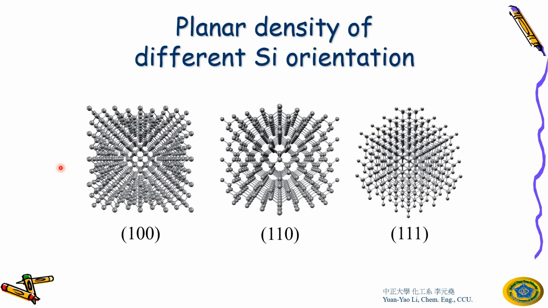Okay? Right, so another thing is the planar density of different silicon orientations. This is the silicon wafer in the semiconductor industry. Okay, they also consider this. This is the 100 plane. This is the 110 plane. This is the 111 plane. Which one has a higher catalyst surface area? Which one has the most atoms on the surface? This is one of the considerations.